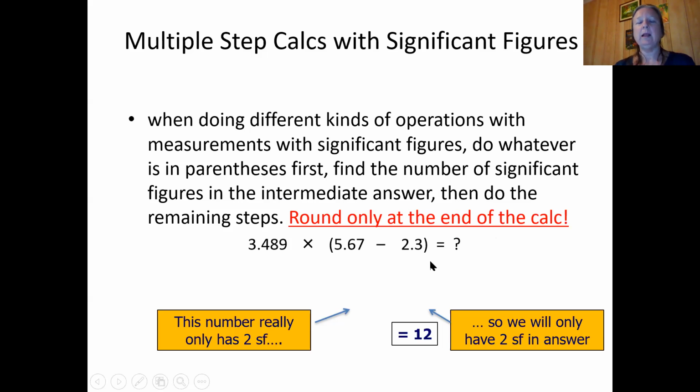So how many sig figs does this have? This has 2. This is multiplying. So this and the answer from this are going to have how many? Well, first of all, you have to do the addition, what's in the parentheses first. So we're going to go back to the whiteboard.